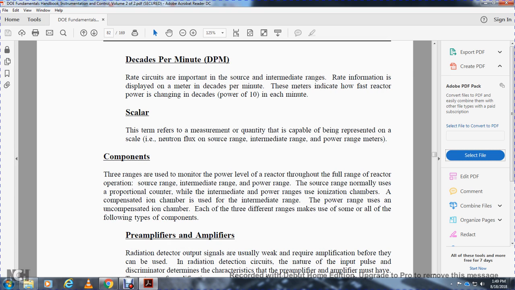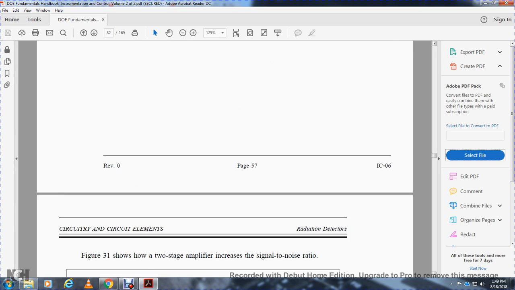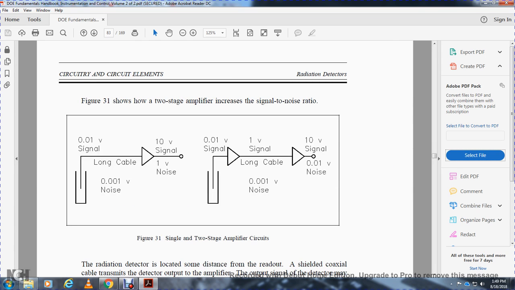The use of the three different ranges makes use of some of the following types of components: preamplifiers and amplifiers. Radiation detector output signals are usually weak and require amplification before they can be used in the radiation detection circuit. The discriminator determines the character of the input pulse from the preamplifier. Two-stage amplification is used in most detection circuits to increase the signal-to-noise ratio. Figure 31 shows how the two-stage amplifier increases the signal-to-noise ratio.